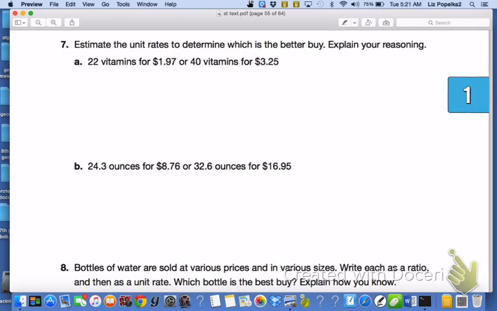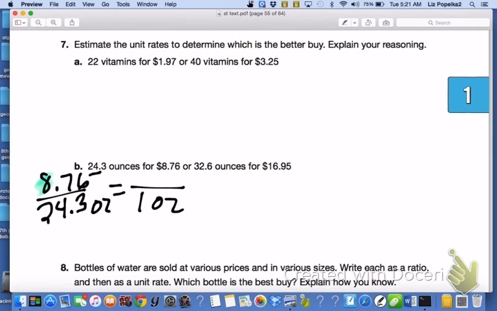If I'm looking at B, again, I'm assuming that you've paused the video. I've got $8.76. Oh, we've got some messy decimals now. For 32.6 ounces. If I'm trying to figure out, I misread the question. Oops. It's 24.3 ounces. Sorry about that. So I don't care how much 24.3 ounces are. I want to know how much 1 ounce is. So I've got to scale down.